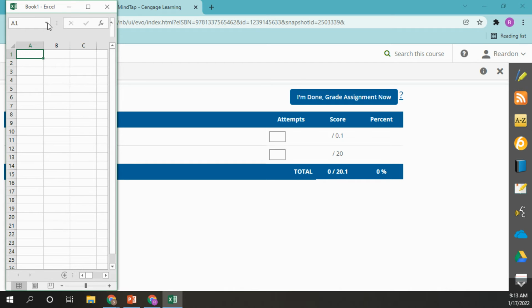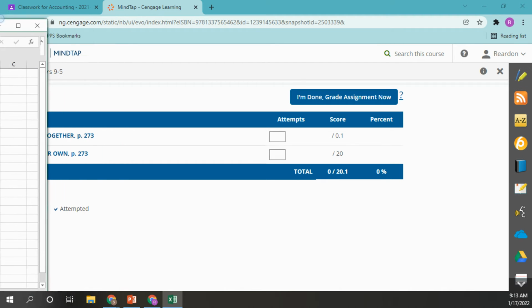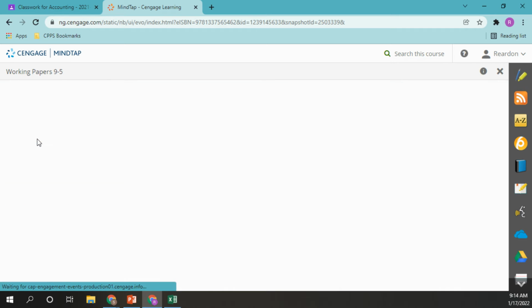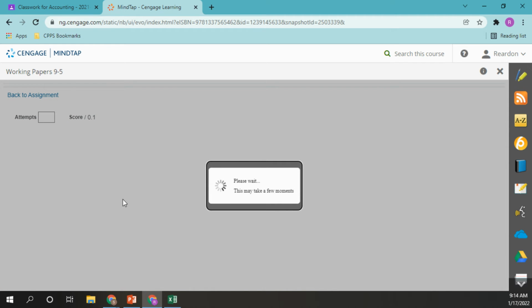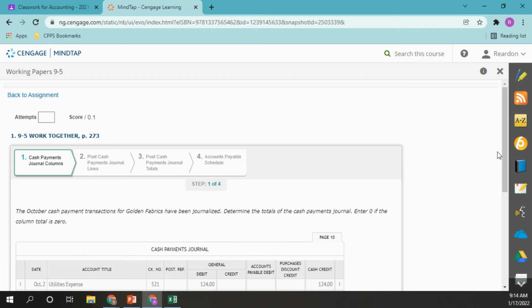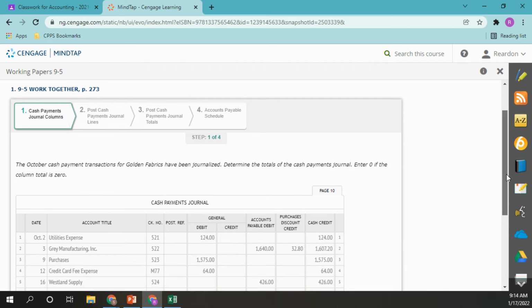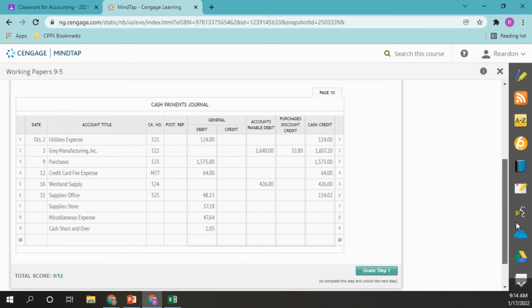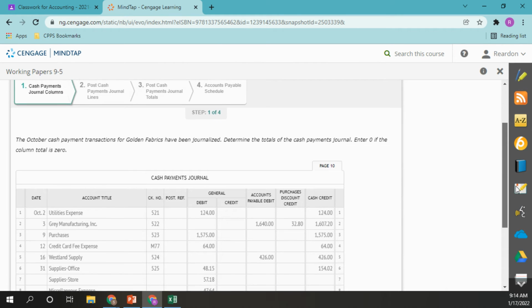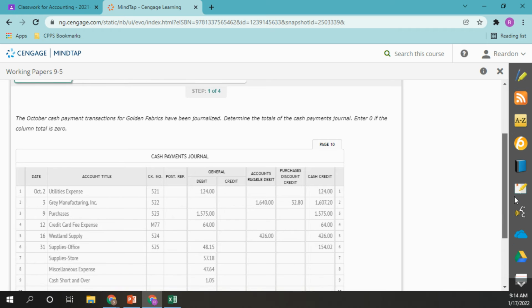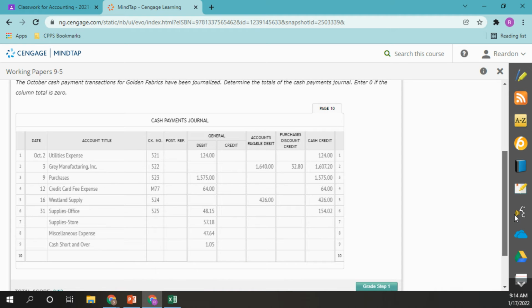Okay, here we go. Now, be patient with this because it is pretty tedious and takes some time. So just be patient as you move through it. The October cash payments transactions for Golden Fabrics have been journalized. Determine the total of each cash payments journal column. Enter 0 if the column total is 0.